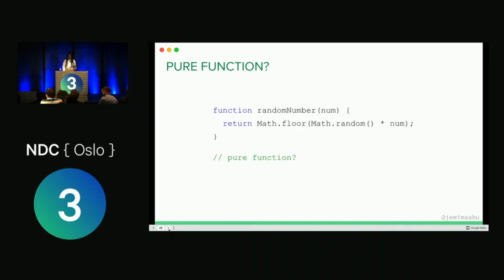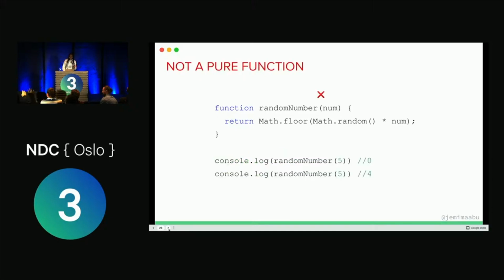So this is a fun little one. Based on the previous definition, we have a random number function. It's depending only on the number parameter, and it's only returning a value we're expecting. Would you say this function is a pure function or not? Show of hands, it's a pure function. Thank you. Show of hands, it's an impure function. Damn, okay, y'all smart. Love that for you.